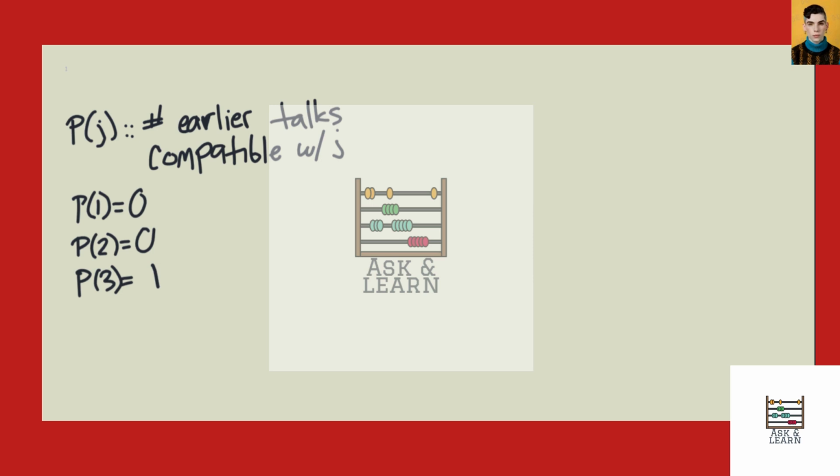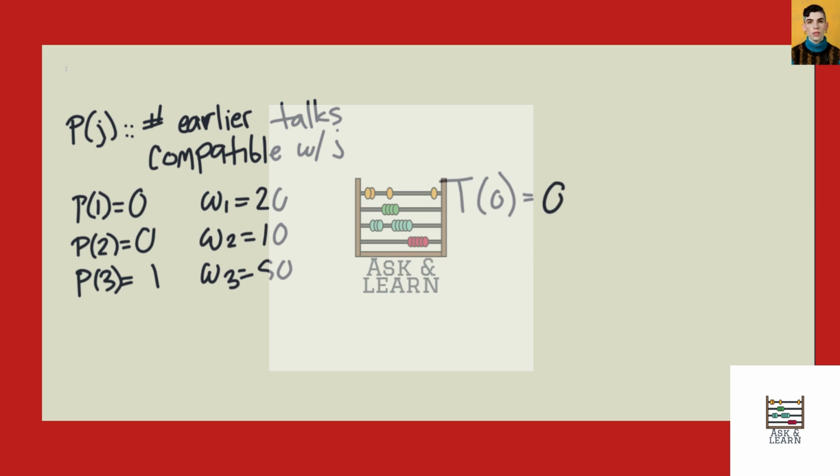And then we're given a list of the number of attendees in each talk, right? So for example, the number of attendees, W1, in talk 1 was equal to 20, and the number of attendees in talk 2 was equal to 10, and the number of attendees in talk 3 is equal to 50, and so on. Okay, and this is all just some of the given data we have. It's also worth noting that our algorithm initializes at T of 0 equal to 0.